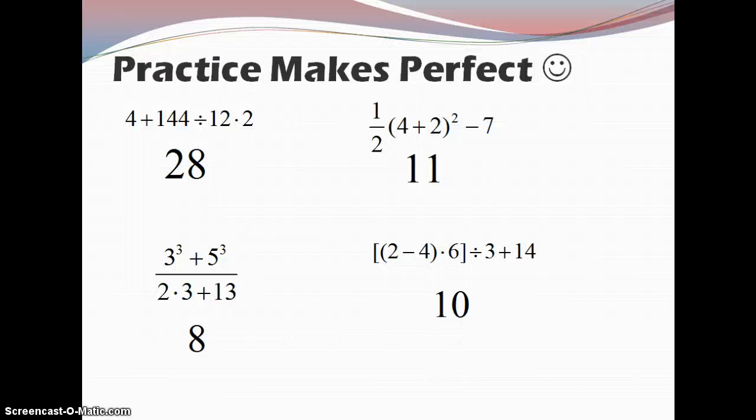Here are some more practice problems. The answers are bolded. I suggest that you maybe pause the video and take a second to try these on your own. If for some reason you're not getting these answers, please come see me in class. Stay with me after school. This is a very important concept and it needs to be crystal clear. So if you are struggling, you need to come in to see me.